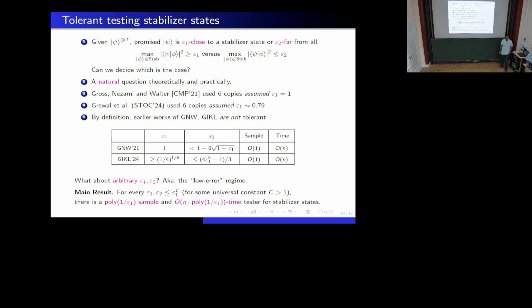We don't know. Also, the constant that we get is ridiculously high, because you have to use the polynomial Freiman-Ruzsa theorem that has huge constants. So I'm not sure if our proof is the right one even to get the perfect tolerant testing algorithm, but this is something that we can get with our techniques.